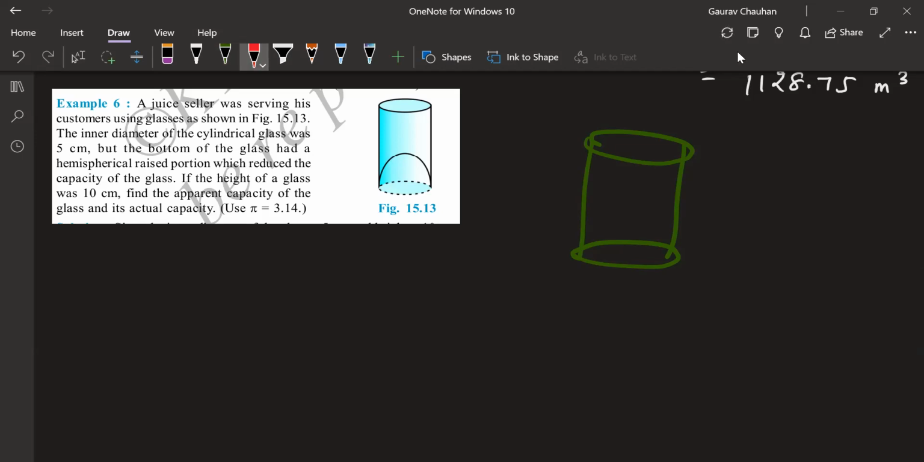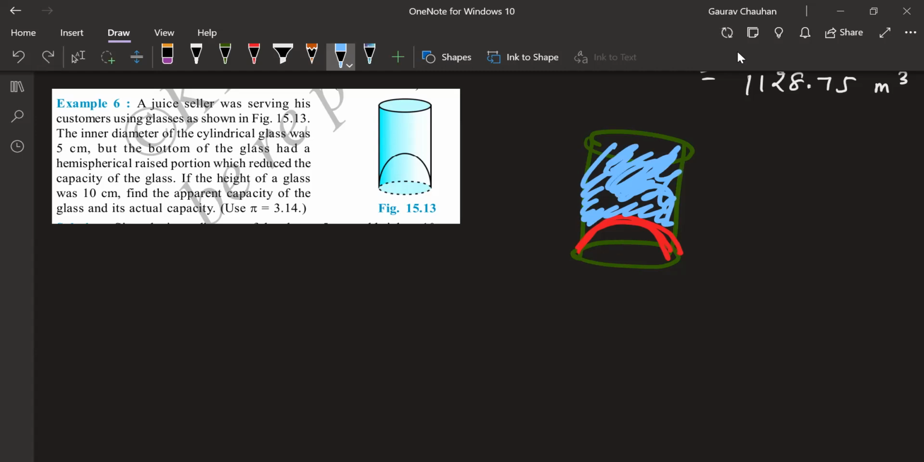But inside that, there is a hemisphere. Actually, the bottom of the cylinder is not flat. The bottom is a hemisphere. That's air actually, right? That's taken away by the hemisphere. That's outside. So when the juice or water is filled into this, it will only occupy this part. It will not go into this part.